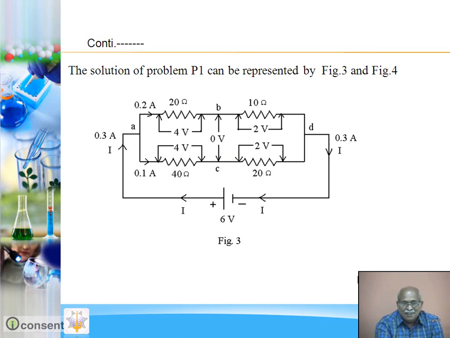Now, complete solution of figure 1. What is current in each resistance? What is PD across each resistance? That is shown in this figure 3.